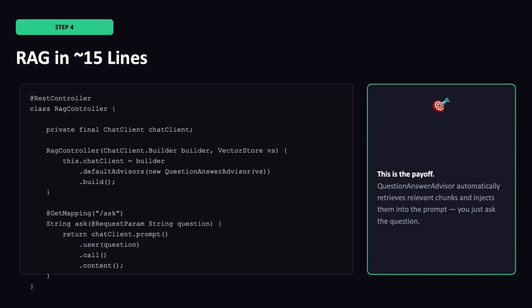Now, the part that feels like magic is the question answer advisor. It's one line and it automatically retrieves the relevant chunks and injects them into the prompt before your question ever reaches the model. Think about Intercom, Fin AI or Zendesk AI agent. When a customer asks, how do I cancel my subscription? The bot is not guessing from general internet knowledge. It's retrieving your company's actual cancellation policy and answering from that.